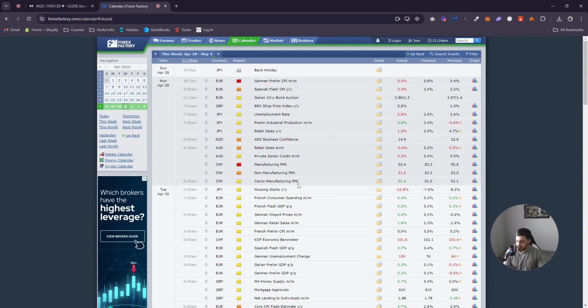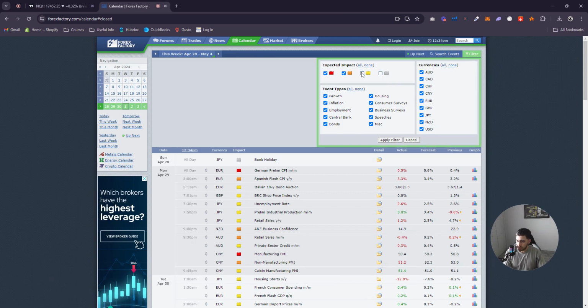Now, the reason I filter this out is because the gray and yellow folders are non-economic news and low impact expected news, so they don't really move the markets as much. I really like seeing the orange folder, because it's medium impact news, and the red folders are high impact news, meaning they're going to impact the markets quite a bit.